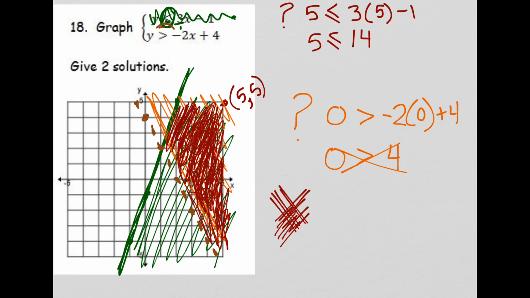Okay, so notice, just want to point this out, you do have a region where only one inequality was true, and then another region where only one inequality was true. Those aren't part of your solutions. The solutions are only where both of them were true at the same time, where the shading overlapped.